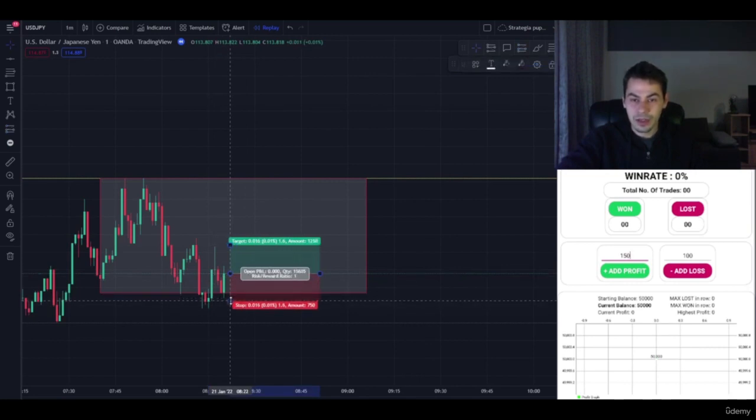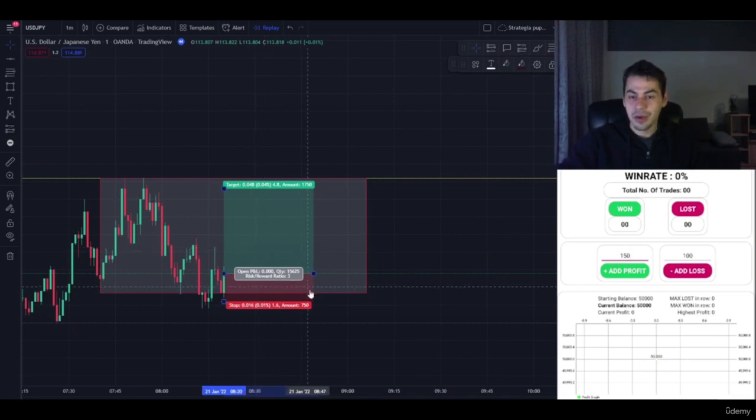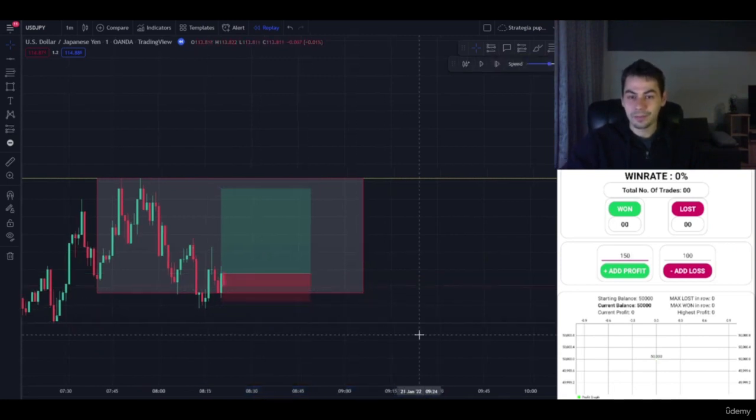Stop loss will be just a few points below the most recent low, which is this one, and we will target, let's see, the top of the box is 3 and something to 1. No, I will just target 3 to 1. So we are now in the first trade. Let's see how this will go.